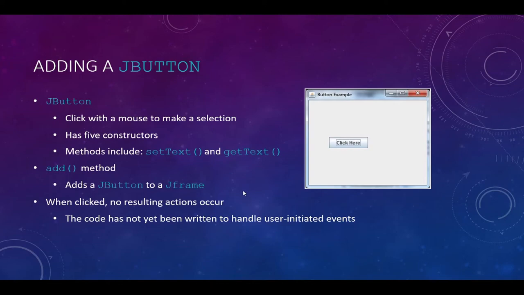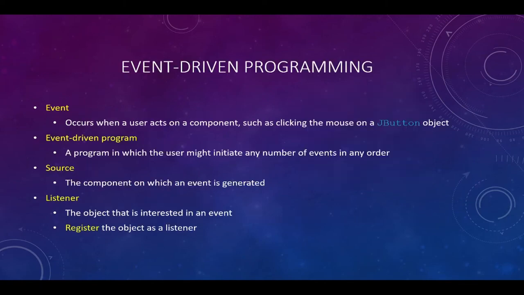Now, one big thing to note is that just because you added a JButton into a frame, if a user clicks it, nothing's going to happen. We've not yet told the program what to do if the user presses that button. So you can have a button and it's not going to actually do anything quite yet. In order for that button to do something, we have to create something called an event. And so let's look at event-driven programming as a whole.